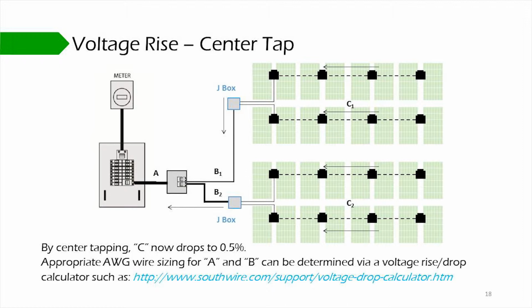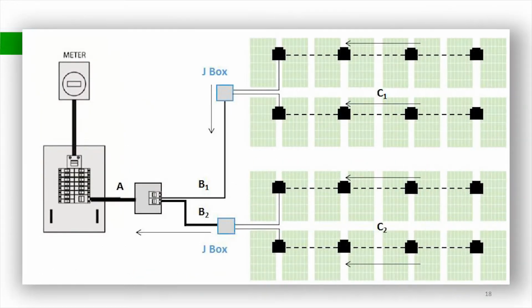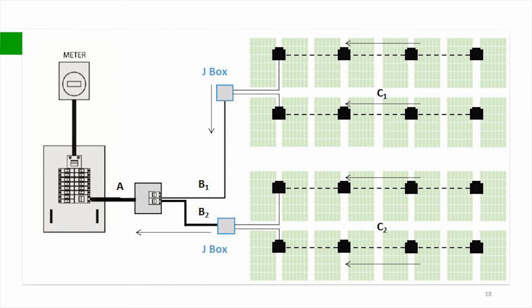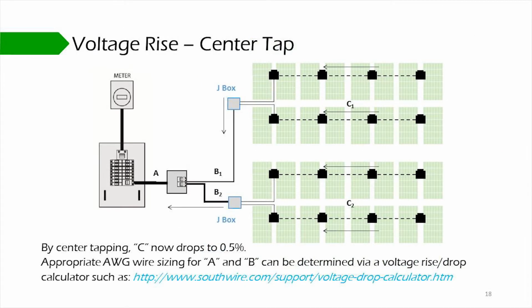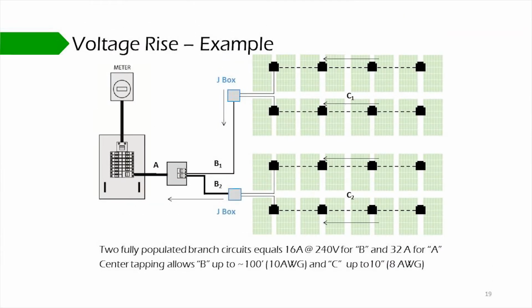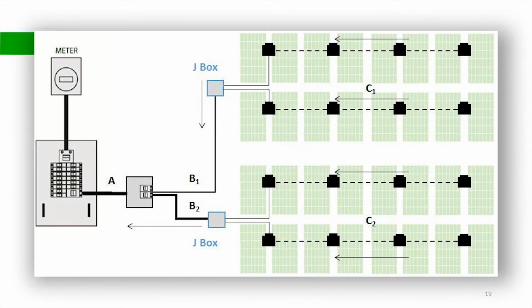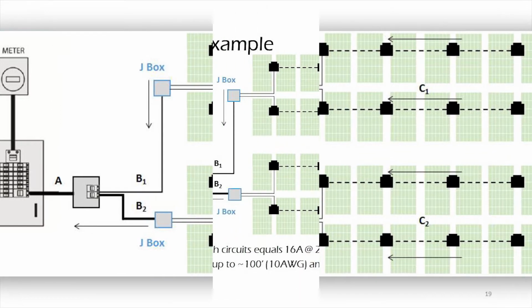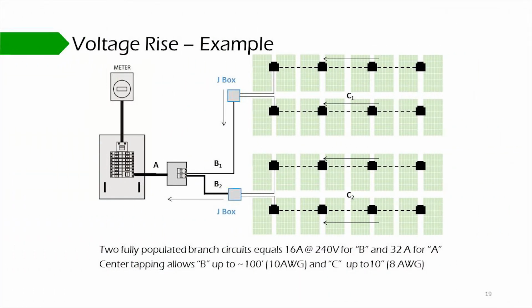Instead of connecting to the end of a branch circuit, the connection to the J-box is now made at the center. However, this configuration does require one additional pigtail and end cap per branch. Here is an example of the benefit gained by center tapping. By reducing the voltage rise associated with the branch circuit to 0.5%, a full 1.5% is now available for the lines off the roof and to the junction box.